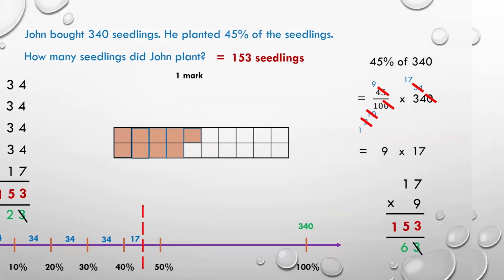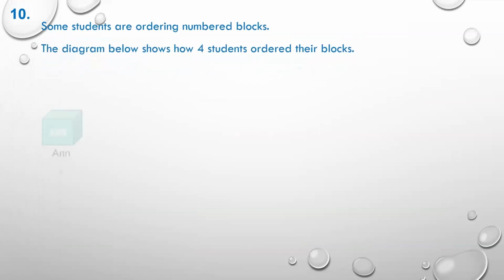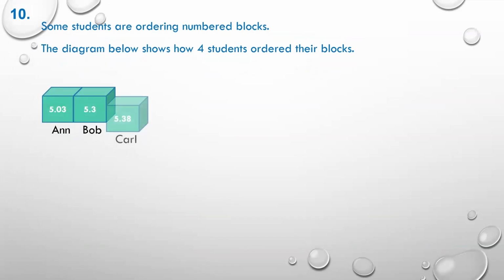So let's go on now to the last question in the number strand, which is number 10. Some students are ordering numbered blocks. So the blocks have numbers on them. The diagram below shows how 4 students ordered their blocks. So when they received their blocks, Anne, Bob, Carl, and Dan, they placed it in this order: 5.03, 5.3, 5.38, and 5.4. So they chose a special order to put it in.